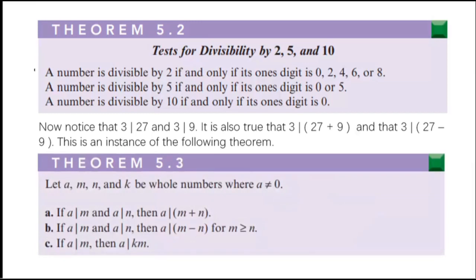So, by the theorem, for letter A, if A divides M and A divides N, then A also divides the sum of M plus N. And for letter B, if A divides M and A divides N, then A divides M minus N, provided that M is greater than or equal to N. For letter C, if A divides M, then A divides K times M. Okay, let's cite a proof for that theorem.